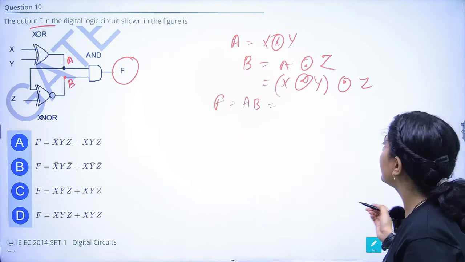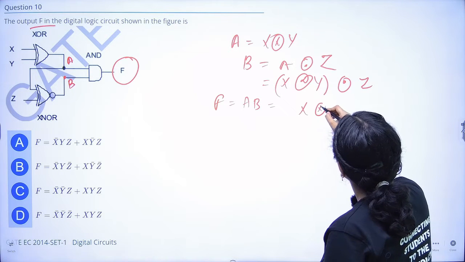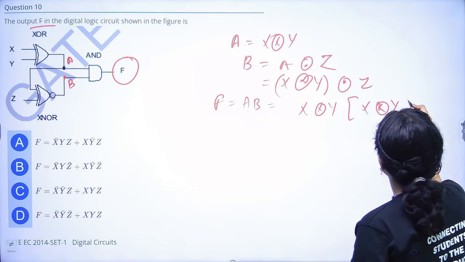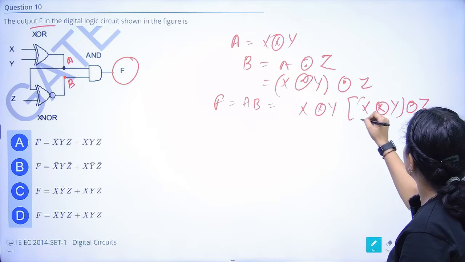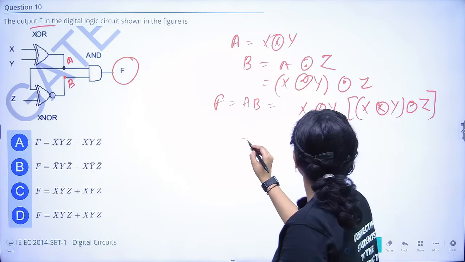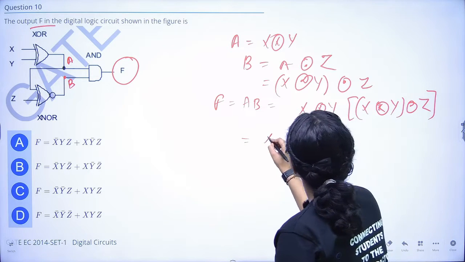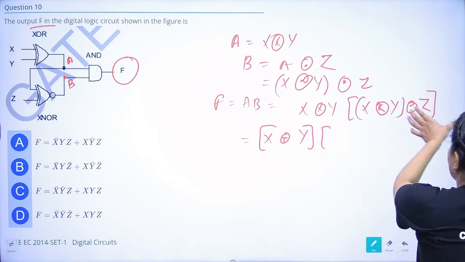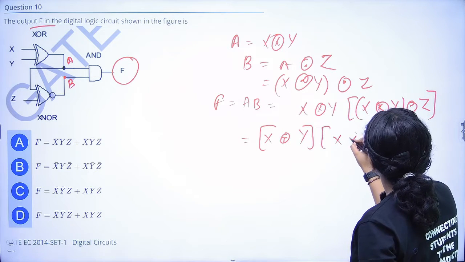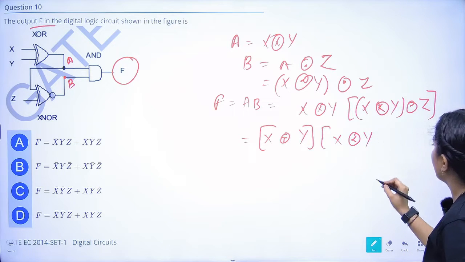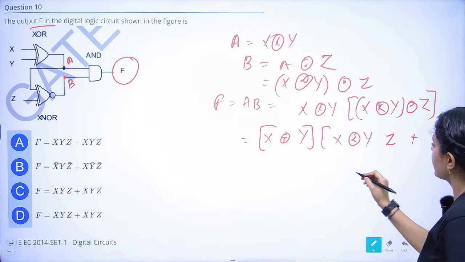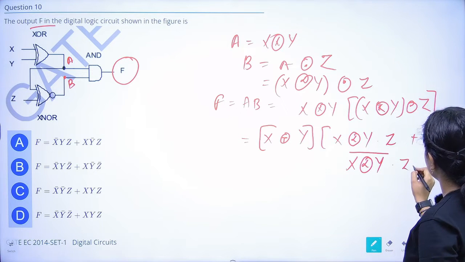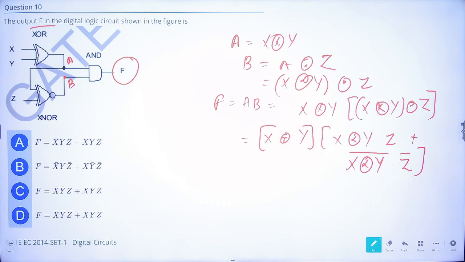That means we can multiply them. So that is (X XOR Y) times ((X XOR Y) XNOR Z), like this. Let's open it. So this will be (X XOR Y) dot (X XOR Y) dot Z plus (X XOR Y) dot (X XOR Y) bar dot Z bar. This is how we open XNOR.